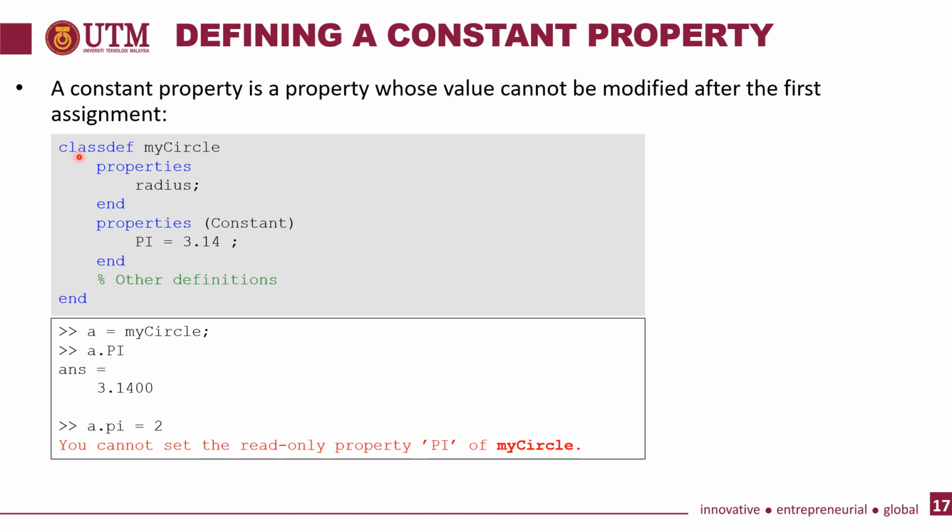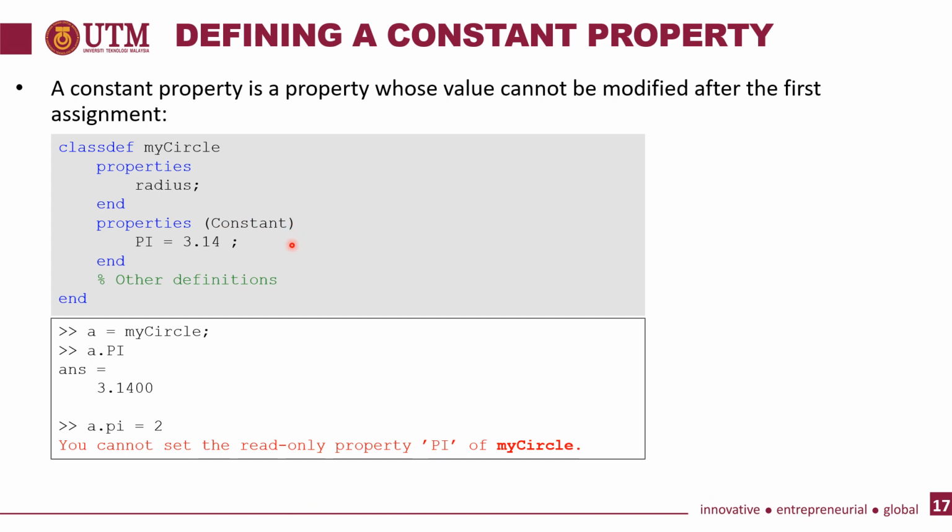So as usual, this is your class definition called myCircle, and this is the normal properties. The normal properties are like this: properties, followed by the property names, which are radius, and then end. Next, if you want to define a constant property, you must put properties followed by the bracket constant. Then you put your constant properties here. You must put the property name and also the value inside, and then you put end. So this is how you can create a constant property. You type properties, what we call a syntax, followed by the bracket of constant.